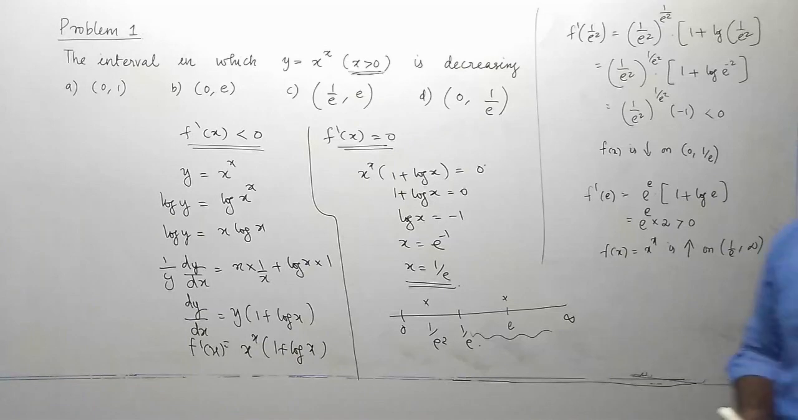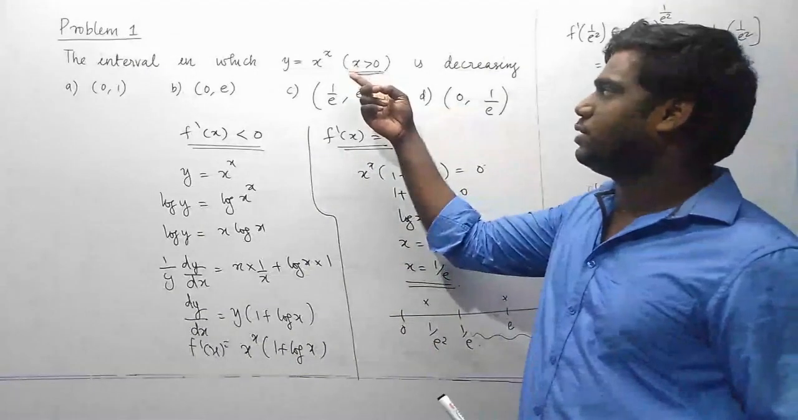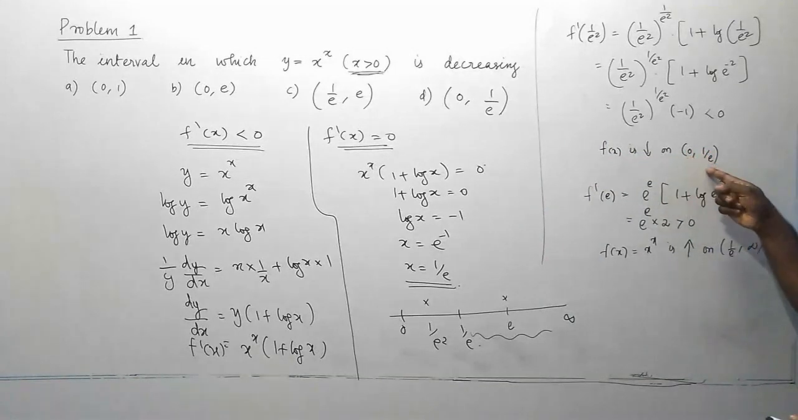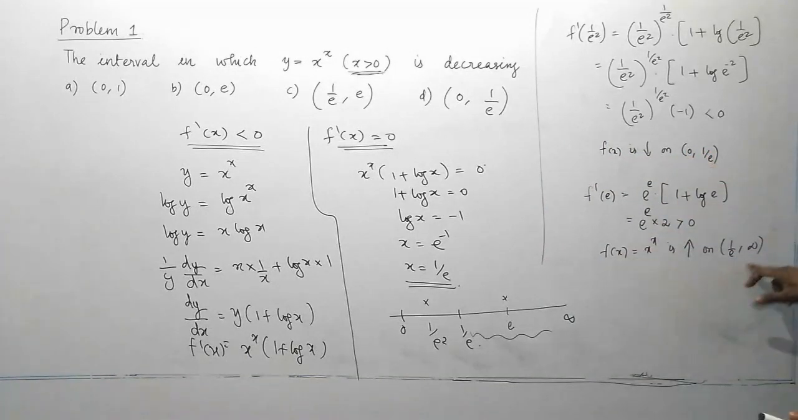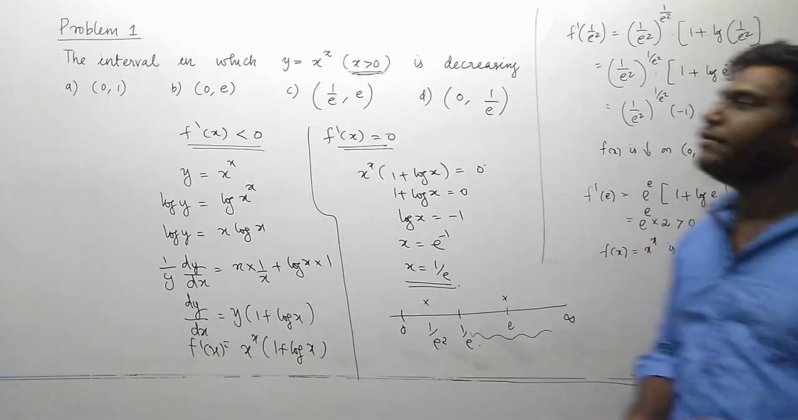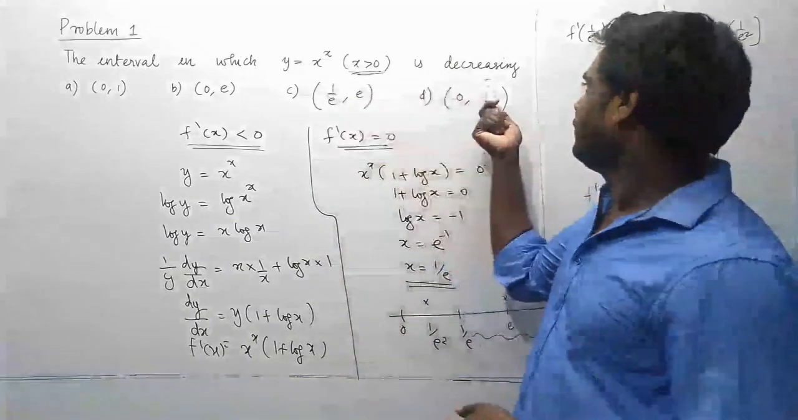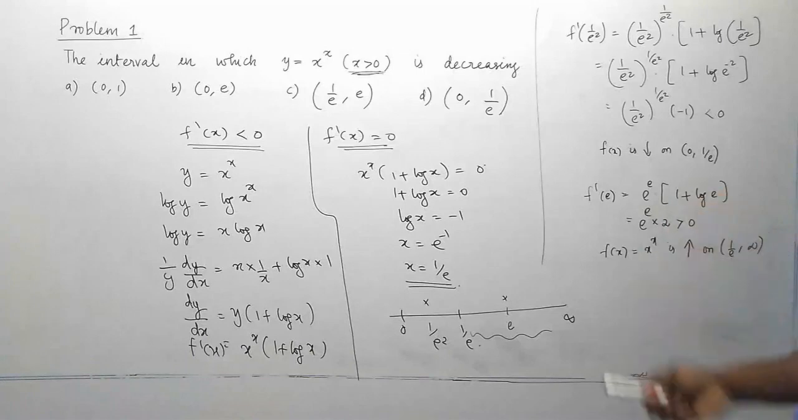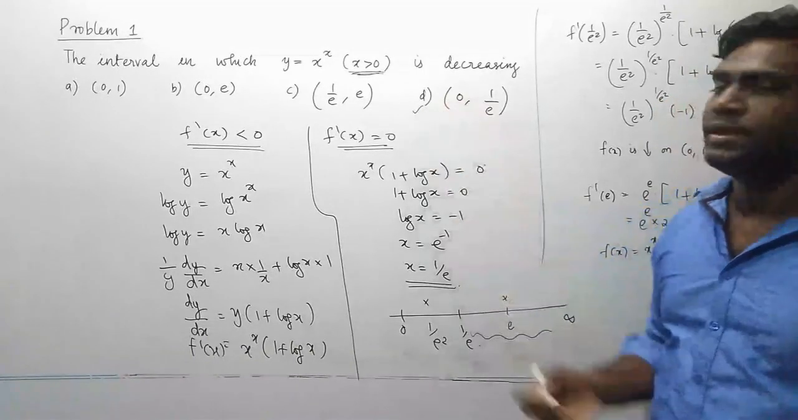So the conclusion about the function y equal to x raised to x is that the function is decreasing on the interval (0, 1 by e), and it is increasing on the interval (1 by e, infinity). We need to find the interval in which it is decreasing, and it is obviously 0 to 1 by e. So option D is the correct answer.